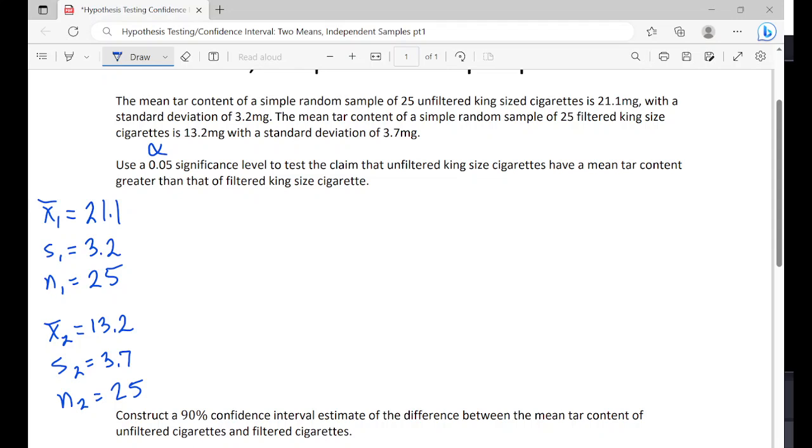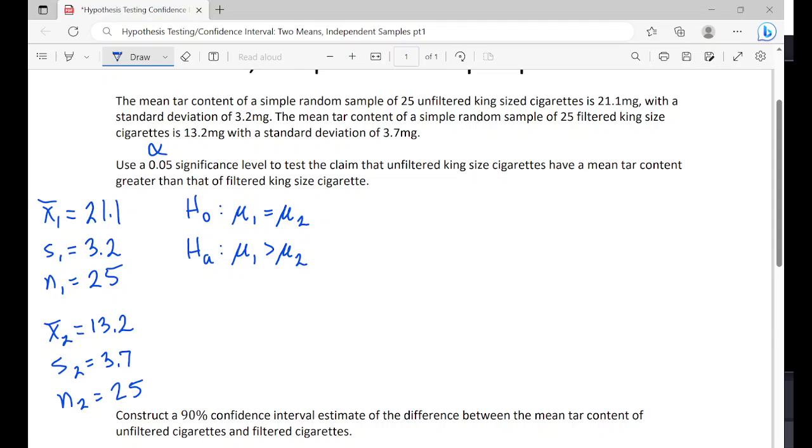Now that we have all the information, we can actually write out our hypotheses. So we have our null hypothesis and our alternate hypothesis. And since we are dealing again with means, we are going to use mu. And so the null hypothesis should be mu1 equals mu2. And for our alternate, we look at the claim. It says the unfiltered, the first group, has a mean content greater than the second group, the filtered. So mu1 is going to be greater than mu2.